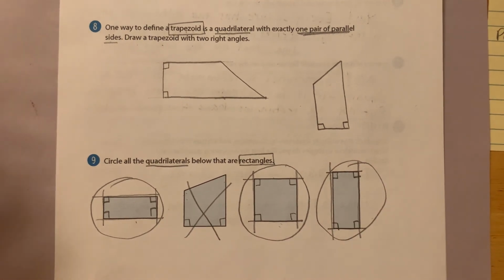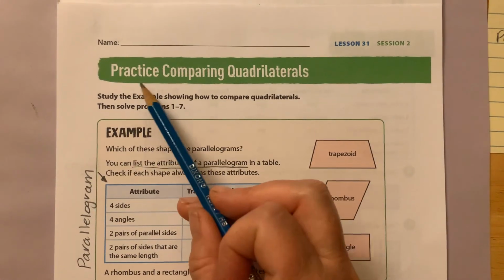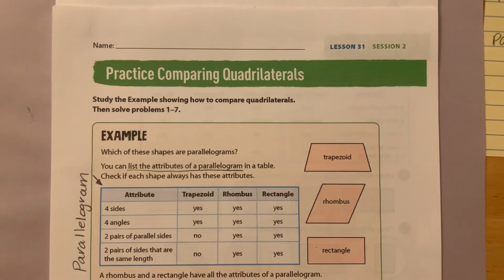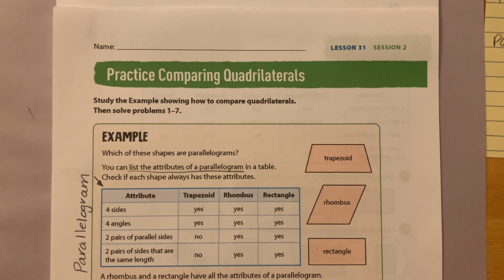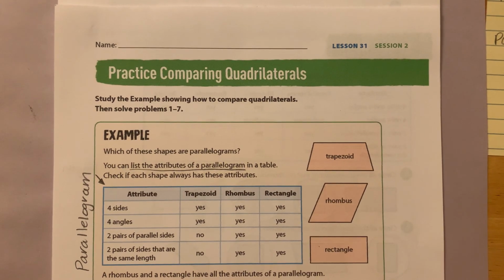Okay, we are finished with session 2's lesson. And now it is your turn to go to the practice page. You are going to practice comparing quadrilaterals on page 697 and 698. Do the work on your own and then come back and watch video 2 to see your solutions.